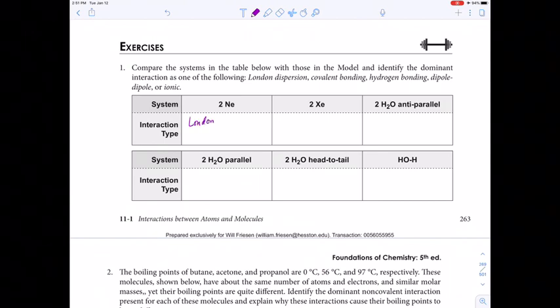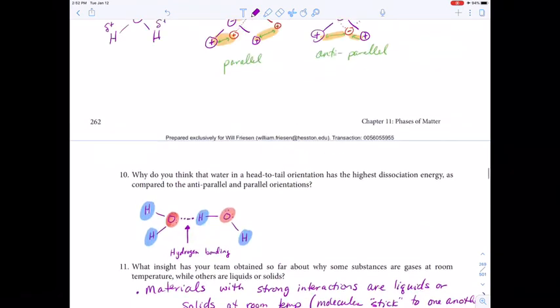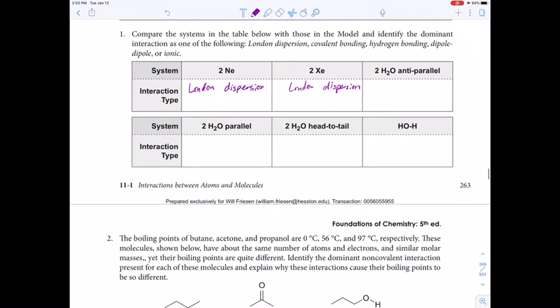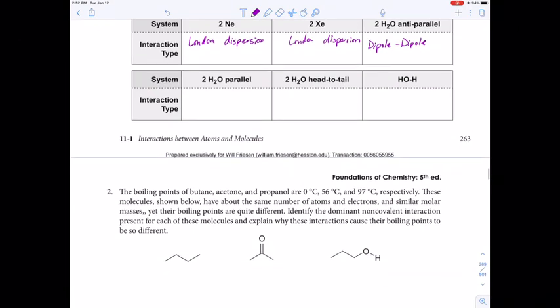So two neon, we get London dispersion force. Two xenon, we get London dispersion. Right, two nonpolar things, when they're next to each other, they have London dispersion forces. Two H2Os that are anti-parallel, right, we looked at that on these questions just a few ago, like up here. So if they're anti-parallel, then we have dipole-dipole. Right, positive end next to a negative end. So that's attractive.